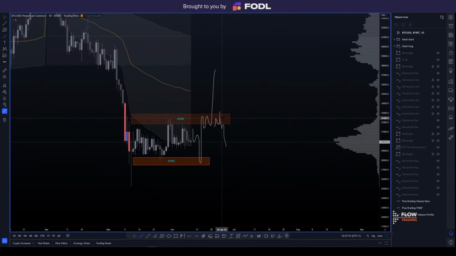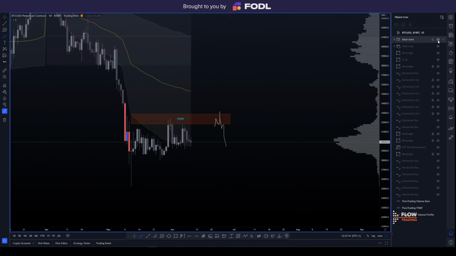So at the top, do we fail? That's a short. At the bottom, do we fail to take it lower? That's a long. Okay, so again, what are the bears trying to do? What are the bulls trying to do? And are they being successful at it? The bears here are trying to push the price down. Are they being successful, or did the price go back into the range? If they failed to push the price lower, then obviously it's bullish.